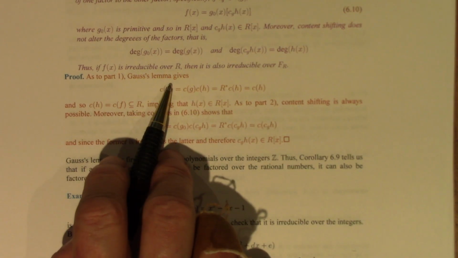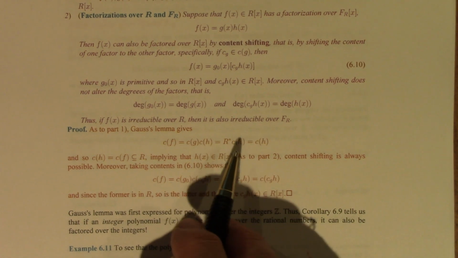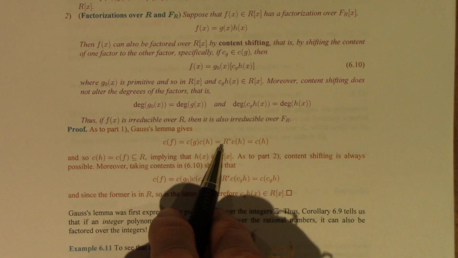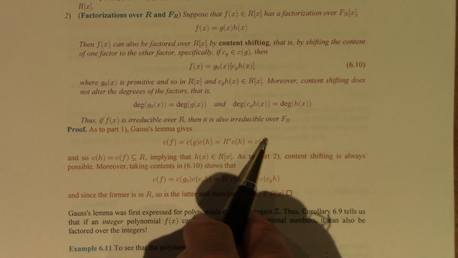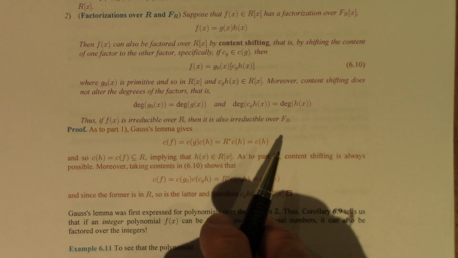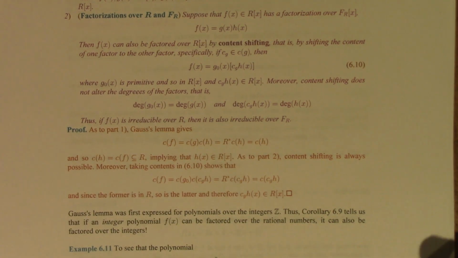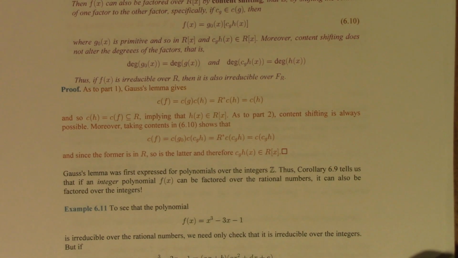As to the proof of part 1, we'll take this factorization, and take the content. Content of f is content of G times content of H. Content of G is the set of units, because G is primitive by assumption, times the content of H. That's equal to the content of H. So content of f equals content of H, and the content of f is contained in R, therefore, so is the content of H. So h of x is in fact a polynomial over R.